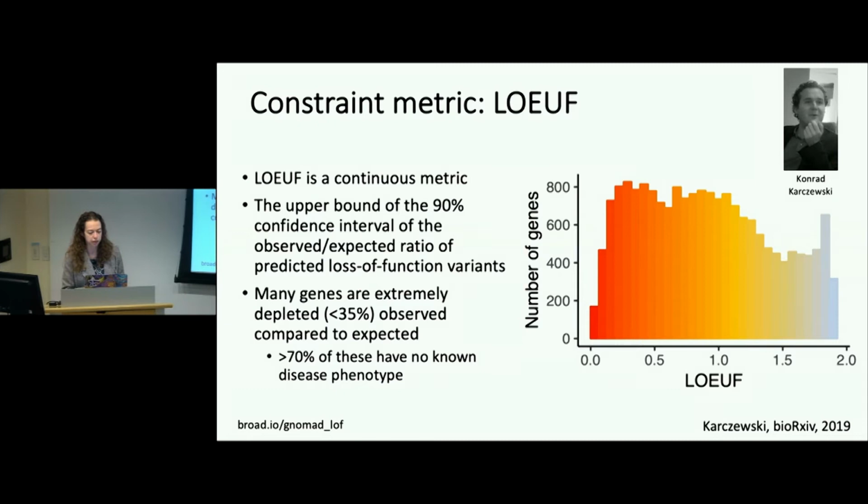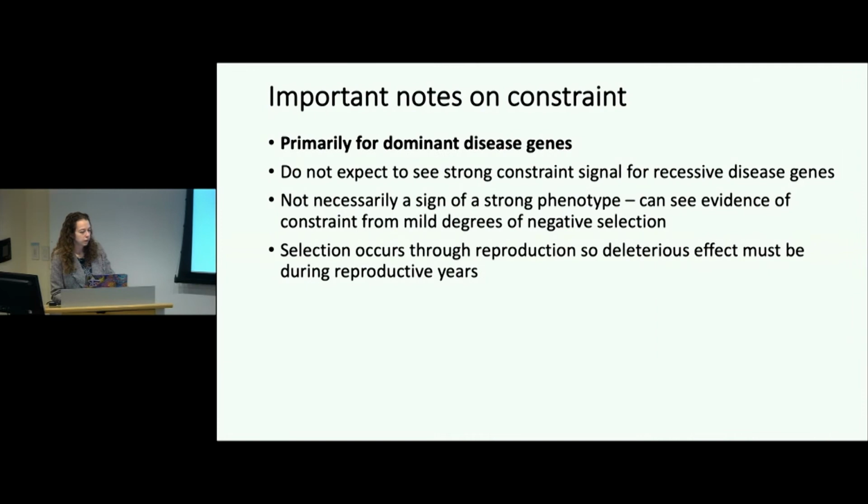This has been a class of genes where a lot has been found, but there are still over 2,000 to figure out. Important notes on constraint: it's primarily for dominant disease. I will sometimes hear people say, I have these two missense variants, or it's a recessive candidate, but the gene's not constrained, so maybe it's not important. For recessive, we don't see a signal so well, so you shouldn't hold that against your analysis.